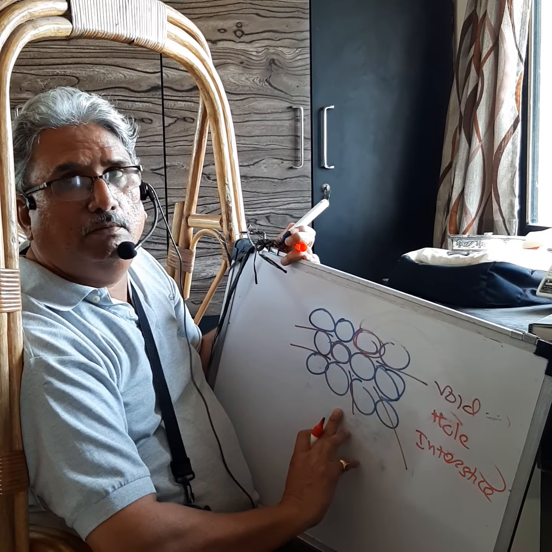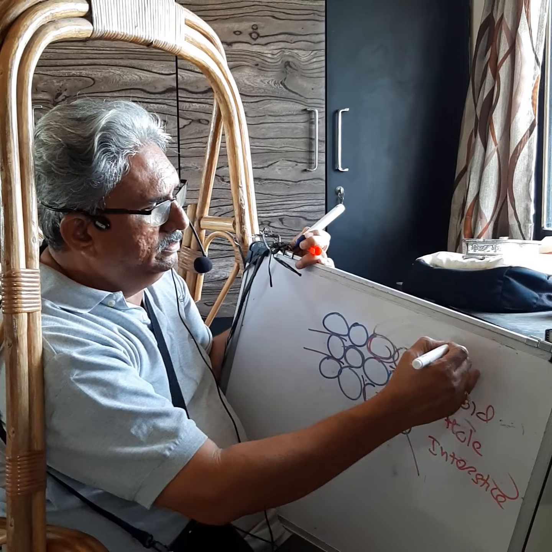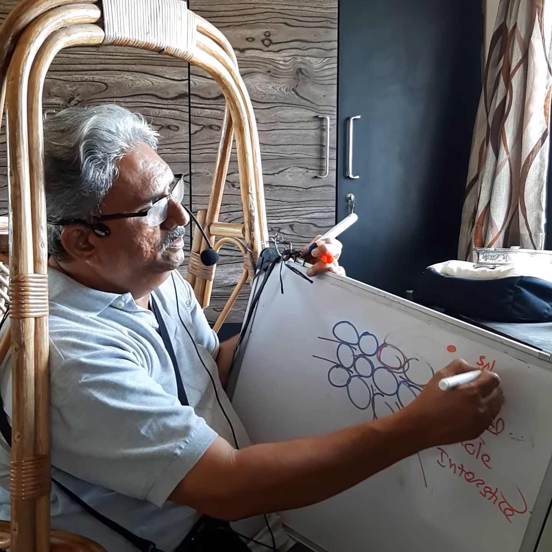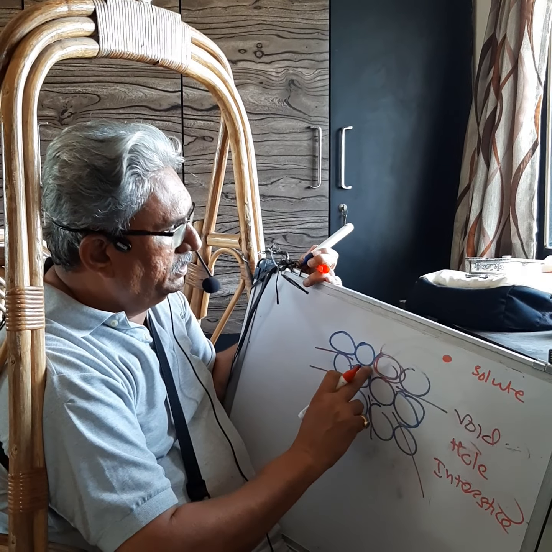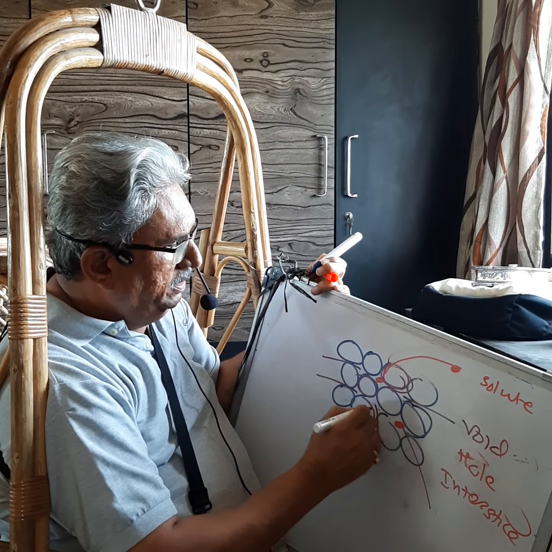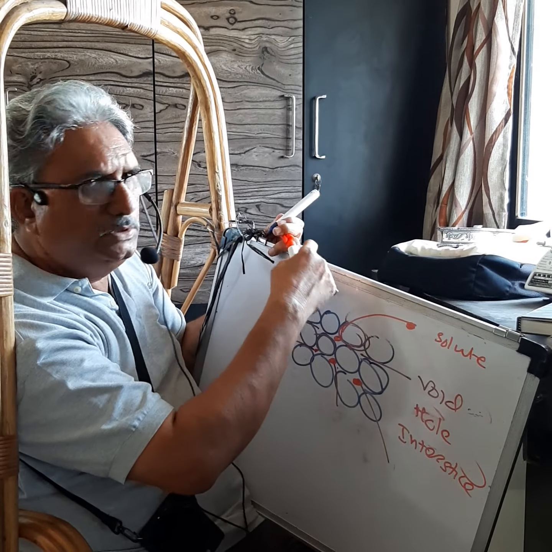Now this is one solvent atom. Now suppose the solutes are very small, like this size. When the solute is small and the size of the solute is much smaller than the interstice, they can easily be placed into the interstice. This time there is no need to remove the solvent molecules.